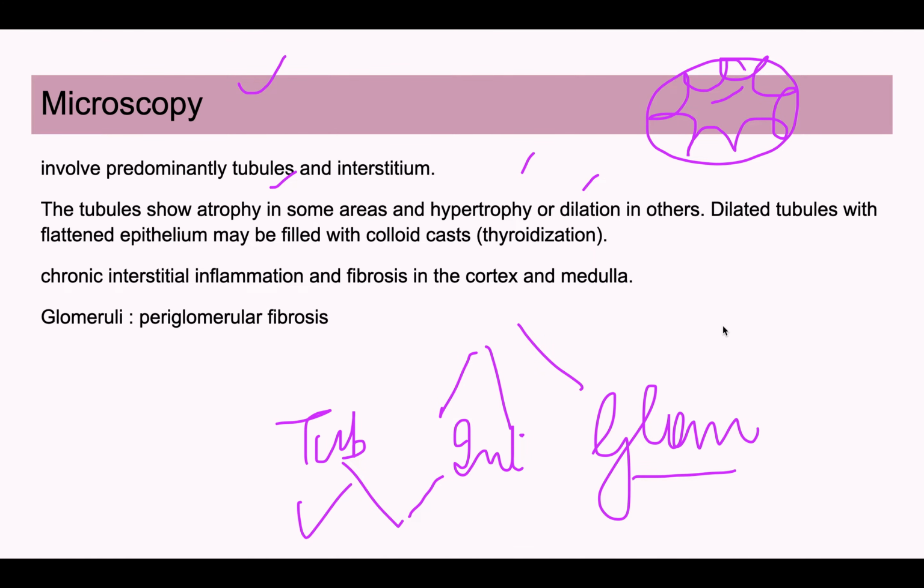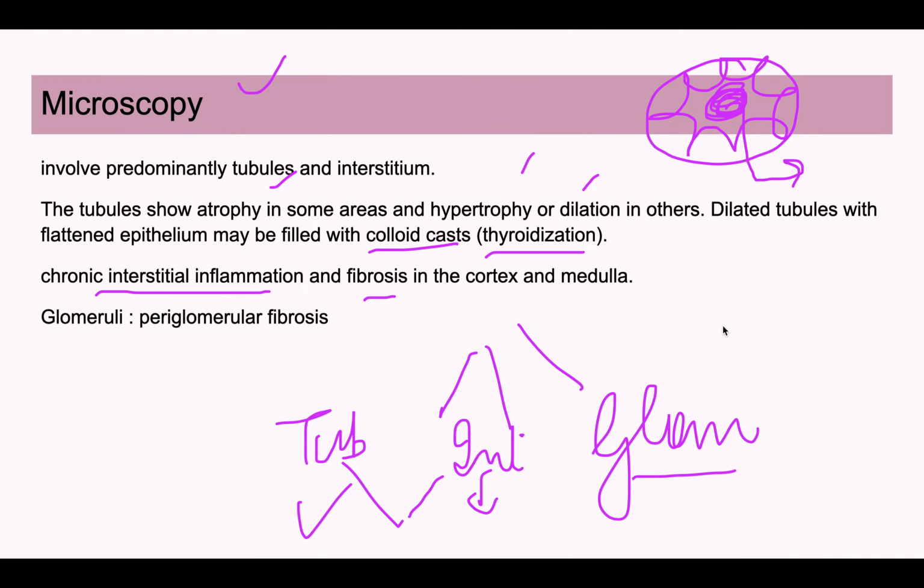this tubule will contain something eosinophilic inside of it. And this resembles the thyroid gland. Therefore it is known as thyroidization of the tubules. Actually, they are colloid casts present. This is known as the thyroidization of the tubules. Also, you can see in the interstitium, you will find chronic interstitial inflammation. That means many lymphocytes will be present there, and there will be fibrosis.